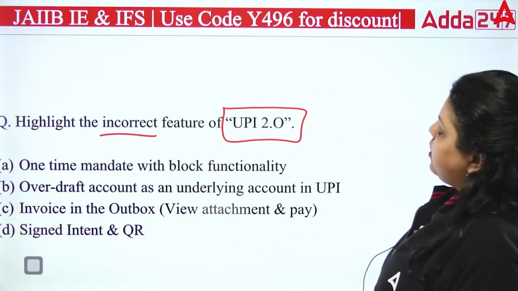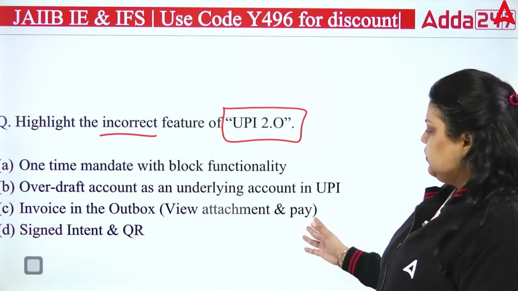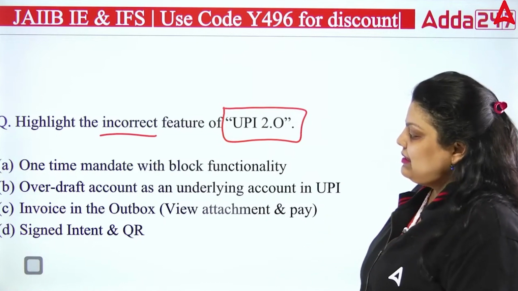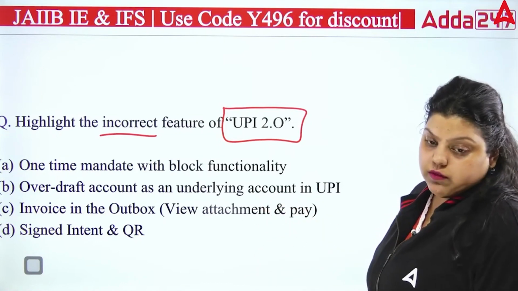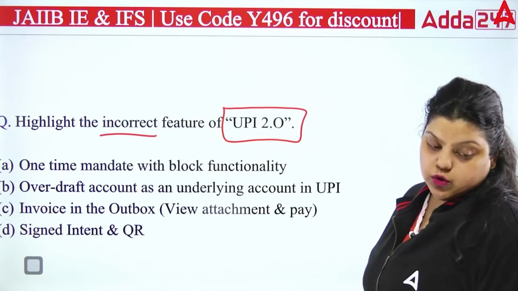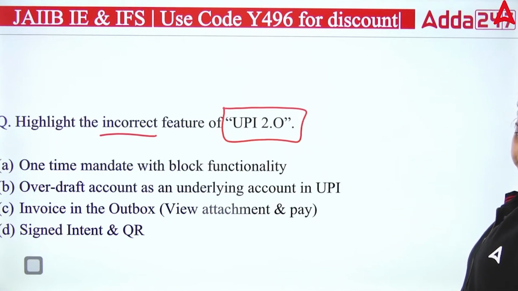Second, overdraft account as an underlying account in UPI. Third, invoice in the outbox, view attachment and pay. Fourth, signed intent and QR. So out of these four, what do you think which of the following is incorrect feature of your UPI 2.0? A, B, C or D?